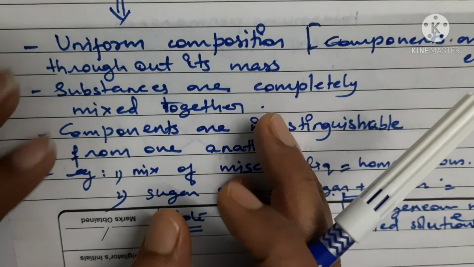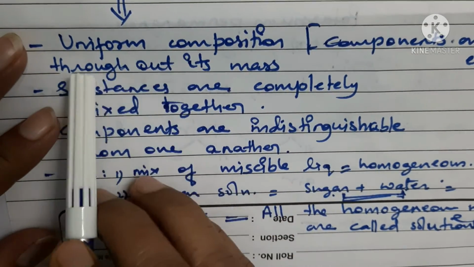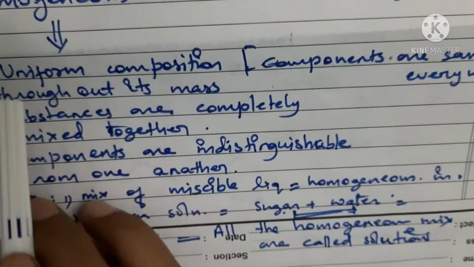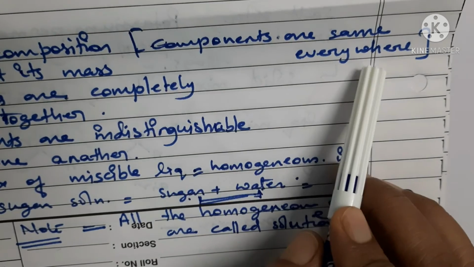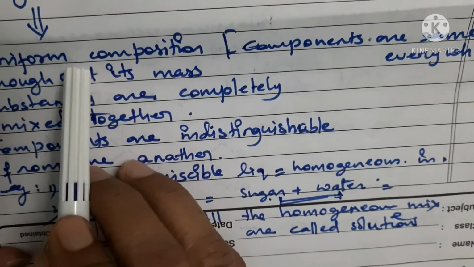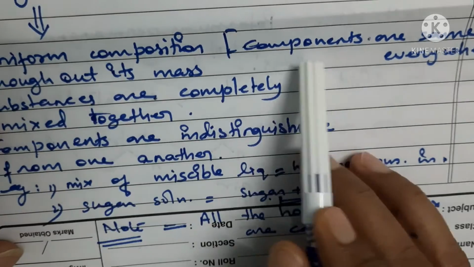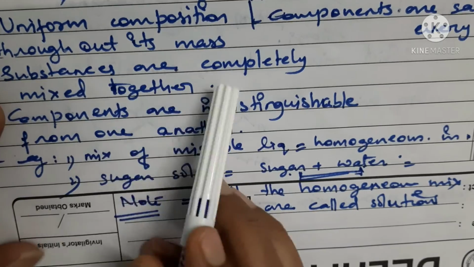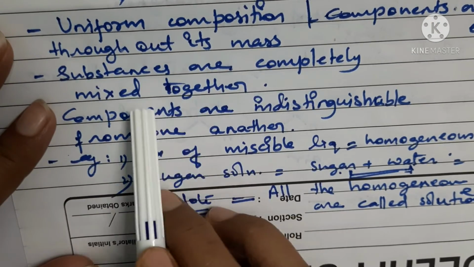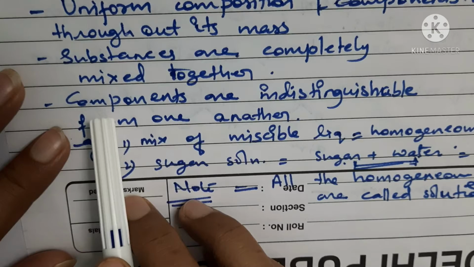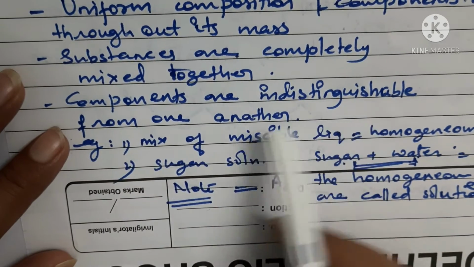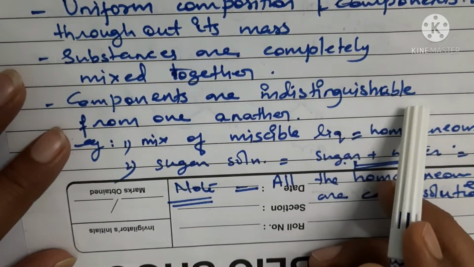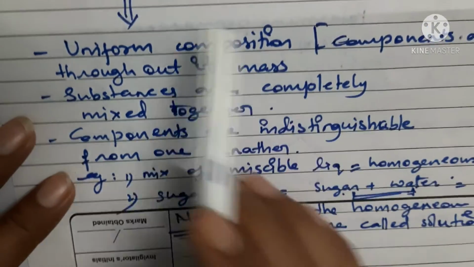जो भी components से मिलके mixture बना होता है, वो uniformly distributed होता है. Okay, you can see the components same everywhere. Uniform distribution means it is evenly distributed. ठीक है, जो उसके constituents होते हैं इस mixture में, homogeneous mixture में, वो evenly distributed होते हैं, बराबर से distribute होते हैं. These substances are completely mixed together. ये completely mixed होते हैं. फिर इसके अलावा हम ये भी देखते हैं कि components are indistinguishable from one another. You are not able to distinguish between the components when once they are mixed together in homogeneous mixtures.